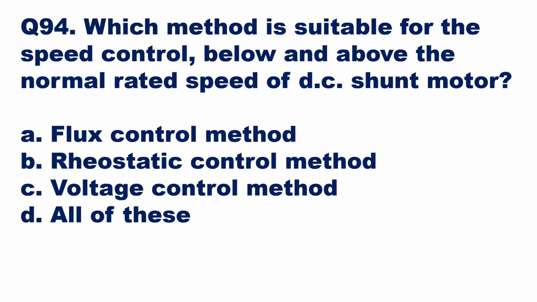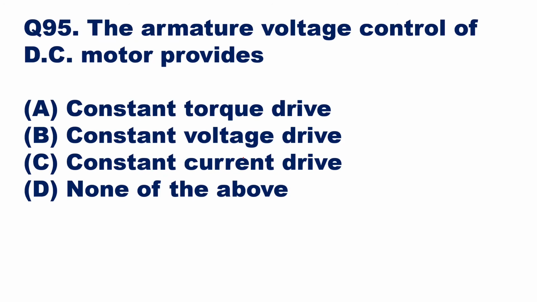Then we'll go to the next question, question number 94. Which method is suitable for the speed control below and above the normal rated speed of a DC shunt motor? So options are flux control method, rheostatic control method, voltage control method, and all of these. So the best method which is suitable for speed control is the voltage control method. So here option C will be the right answer. Voltage control method is suitable for speed control below and above the normal rated speed of a DC shunt motor. Then we'll go to question number 95.